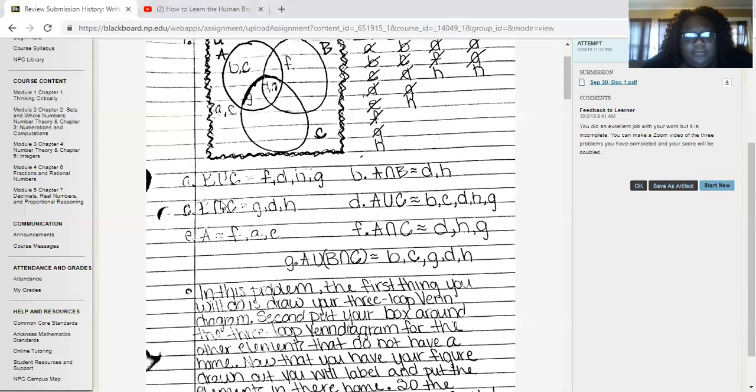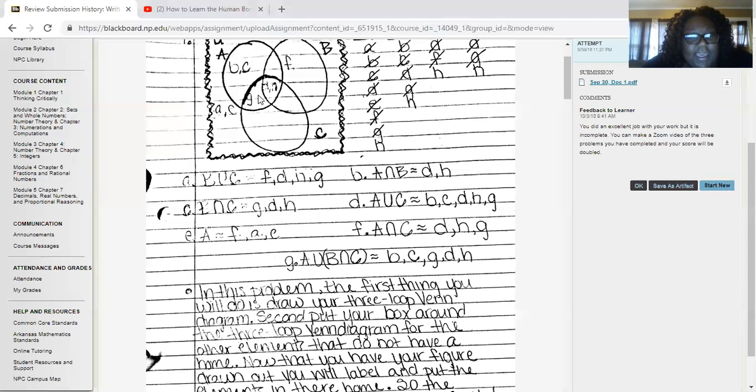Next we have B, not really conjoined with C. So I'm just going to be looking here in the middle, between B and C, right there. And what else does it have? G, D, and H.